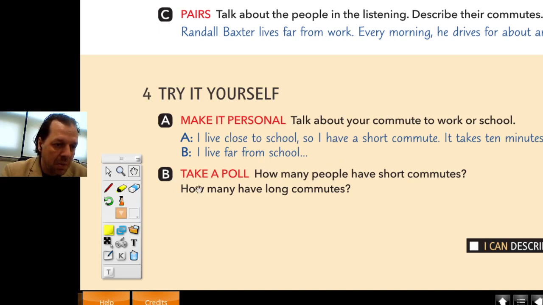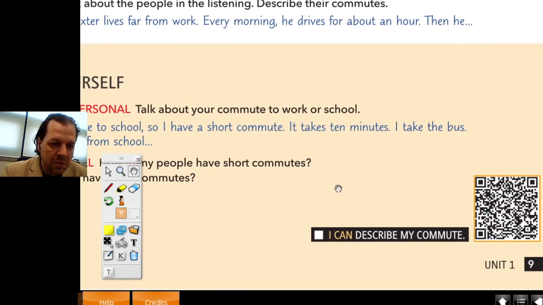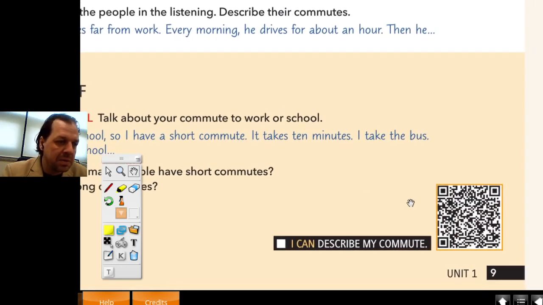Don't worry about the poll, alright? But try to talk about your own commute. How do you get to school, or how do you get to work, or both, in a short sentence. Make sure that you're using the correct grammar that we've just learned.